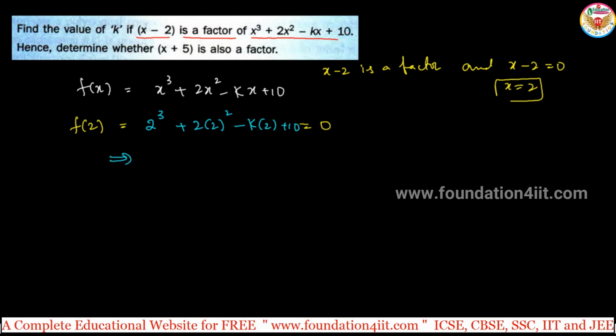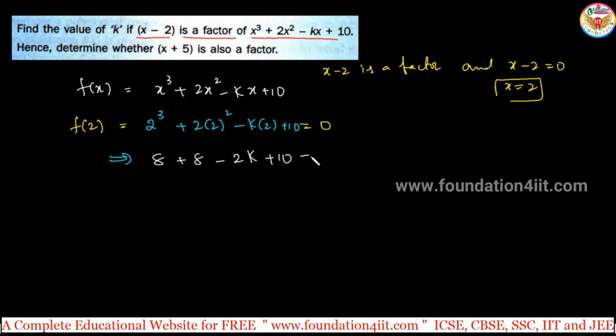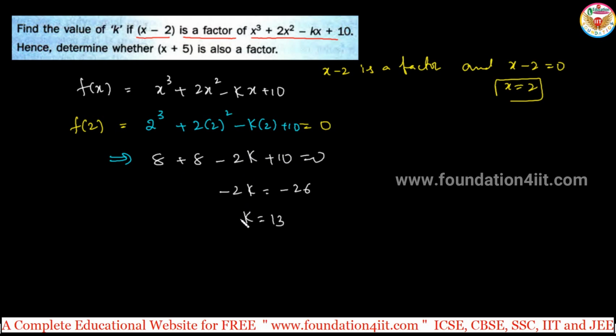Let us simplify from here. 2 to the power 3 is 8. Next one, plus 2 square is 4, 4 twos are 8. Minus 2k plus 10 is equal to 0. 8 plus 8 is 16, plus 10 is 26. So minus 2k is equal to minus 26, take to the other side. Then k is equal to 13. Minus minus cancel, 26 by 2. So the k value is 13 now.